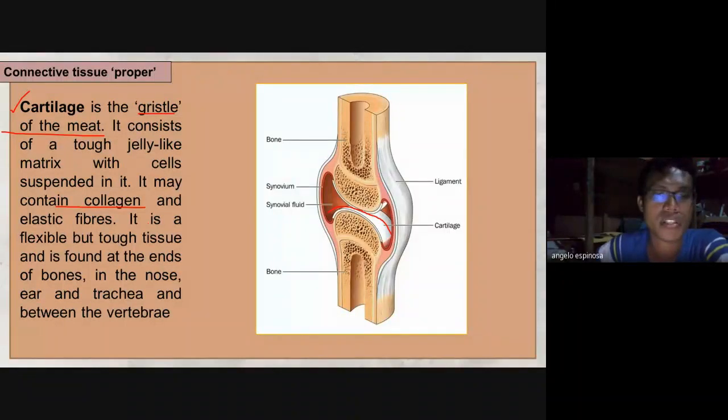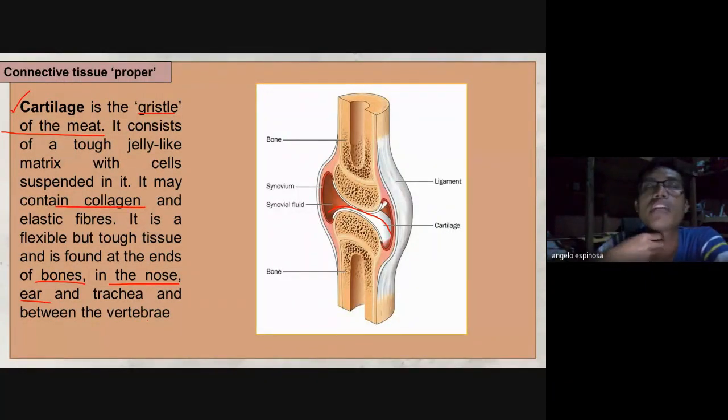And elastic fibers. It is a flexible but tough tissue and is found at the end of the bones. In the nose, ear, sa ear natin yan, kaya siya nag-move. And sa nose natin, kaya pag ganyan ako, tignan mo, nag-move. So that is because of the cartilage. And trachea dito, as you can see here sa inyong neck, mapapansin ninyo merong mga ring-ring dyan na parang putol-putol na mga bones. That is what you call ring of cartilage. Tawag dyan ay ring of cartilage.